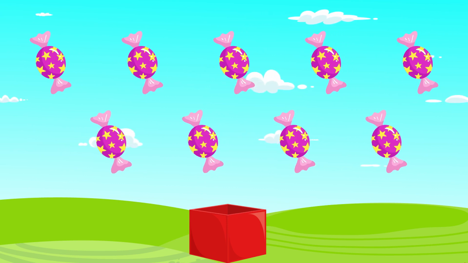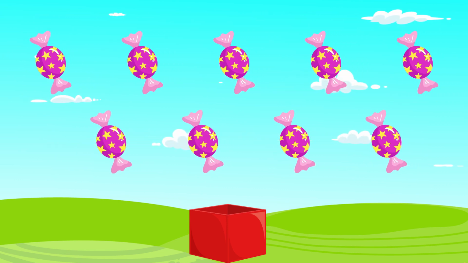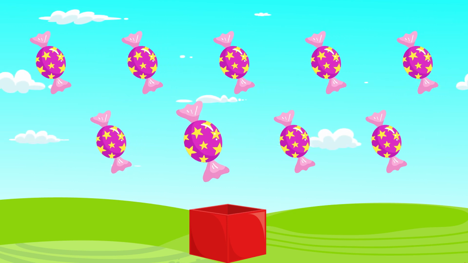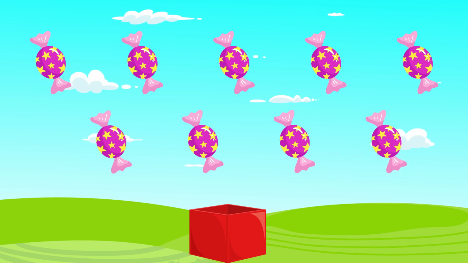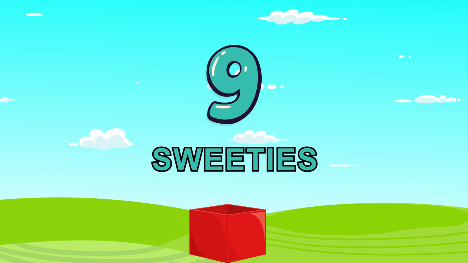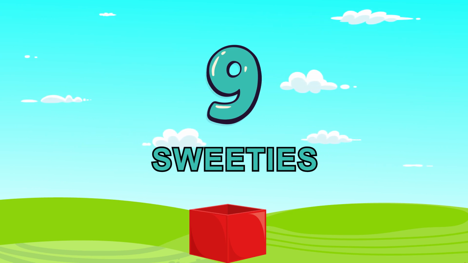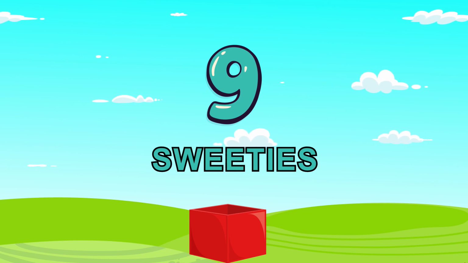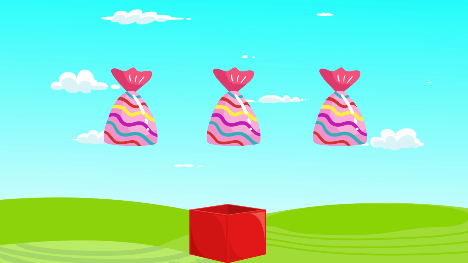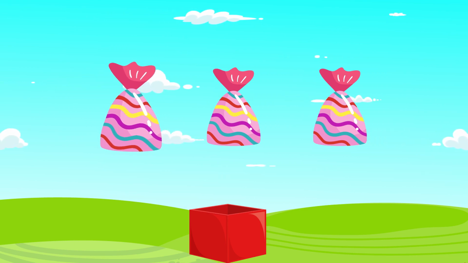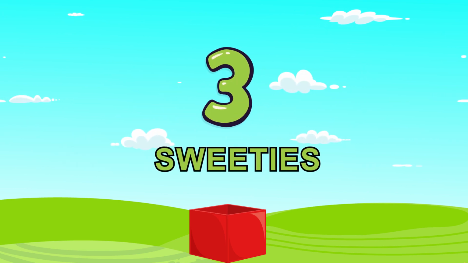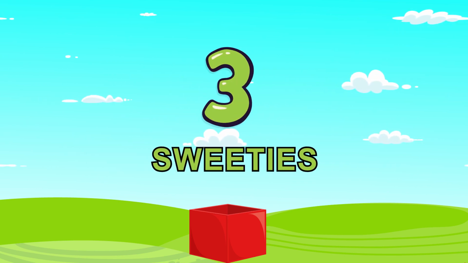Yay! How many sweeties can you see? 1, 2, 3, 4, 5, 6, 7, 8, 9. 9 sweeties. How many sweeties can you see? 1, 2, 3. 3 sweeties. Yay!